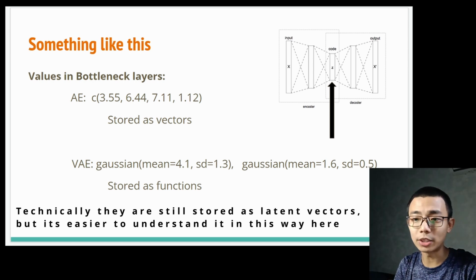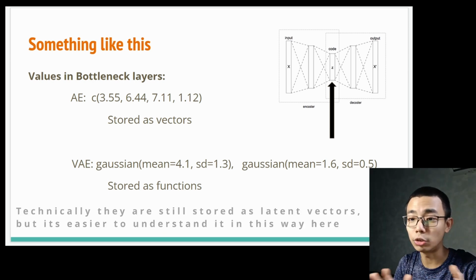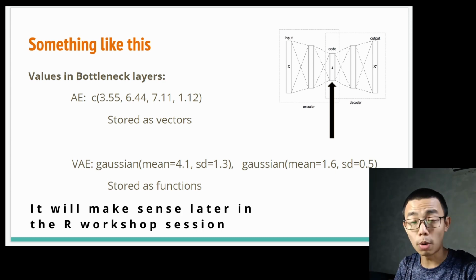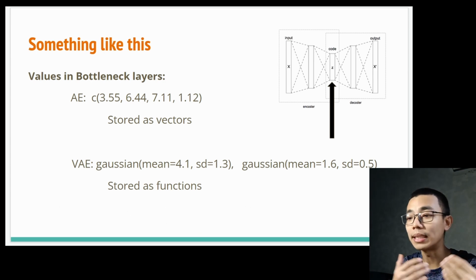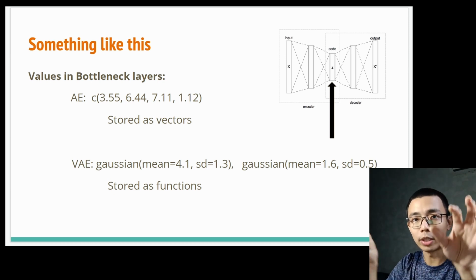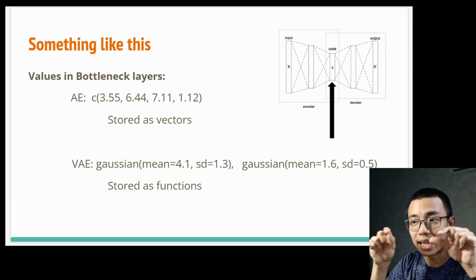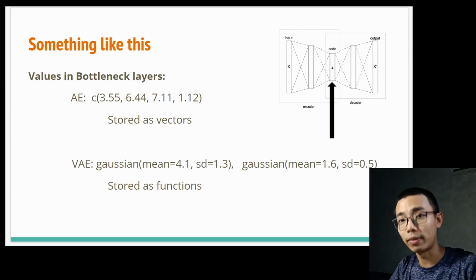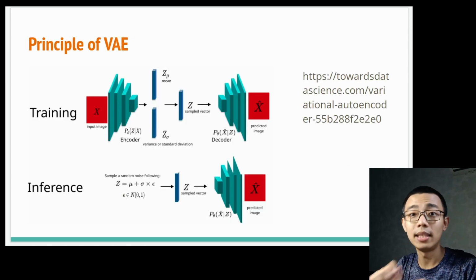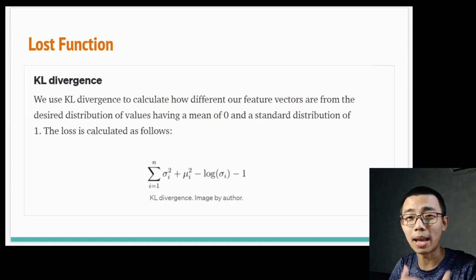So something like what I just said, where instead of storing the data as 3.5, 6.5, 7.1, 1.12 in the normal autoencoder, the VAE will actually store it as a mean of 4.1 with a standard deviation of 1.3, and a mean of 1.6 with a standard deviation of 0.5. And we use that function to recalculate our latent vectors and feed that latent vector into our decoder. So that's basically it. It's just another layer in the network.